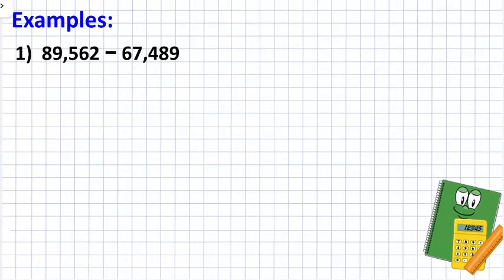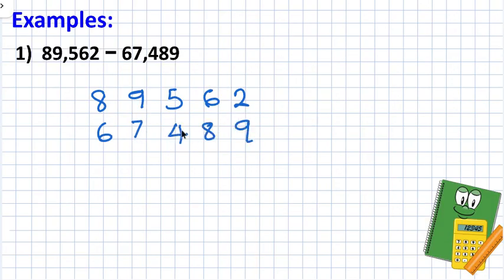Example 1, we have 89,562 minus 67,489. So the first thing you need to do is to arrange this in columns. So for the first number, we have 89,562, and then we have 67,489. If you look at this number, we have 5 columns. This is column 1, 2, 3, column 4, and 5.